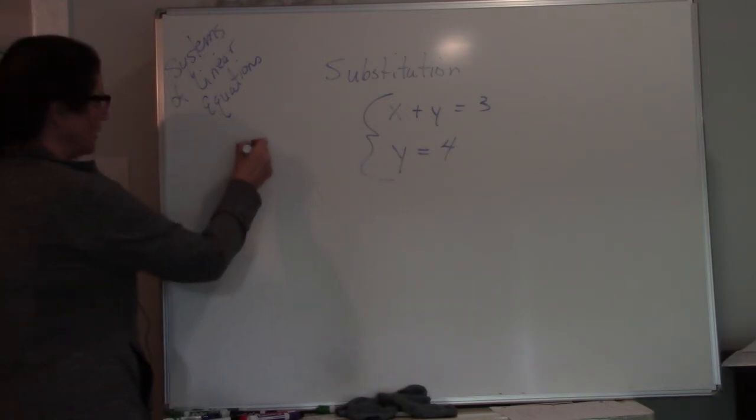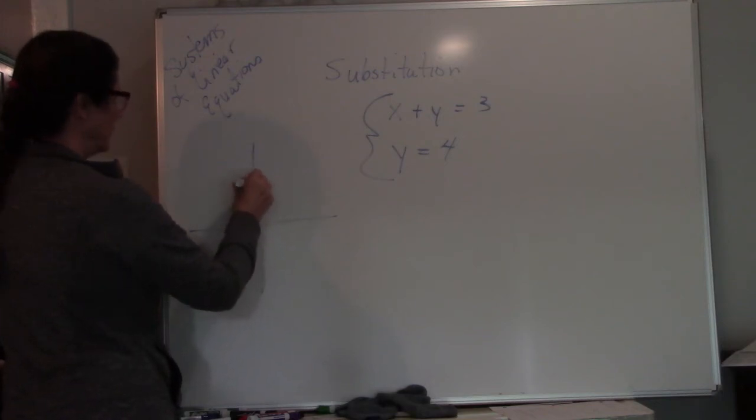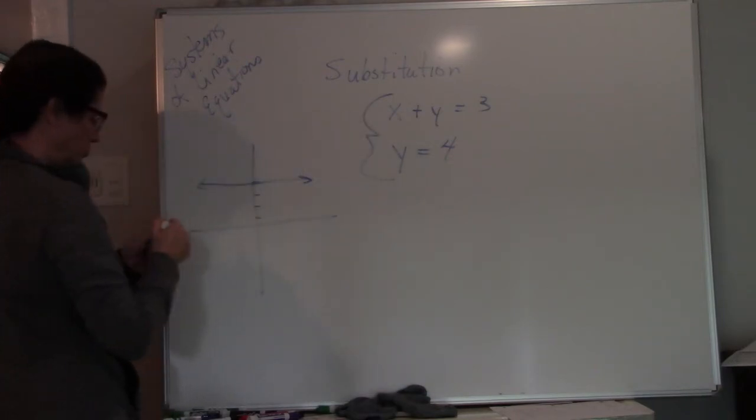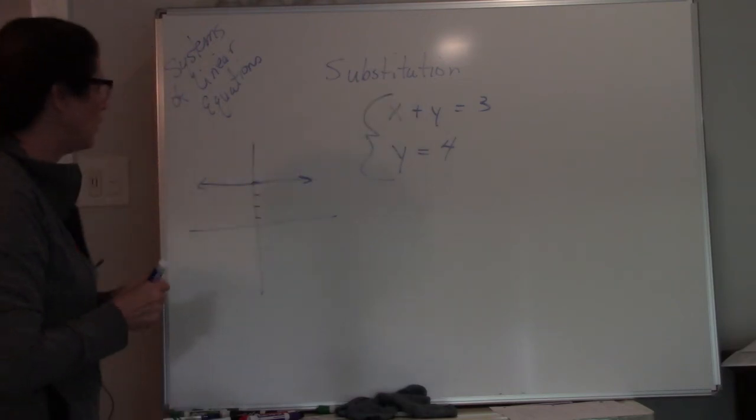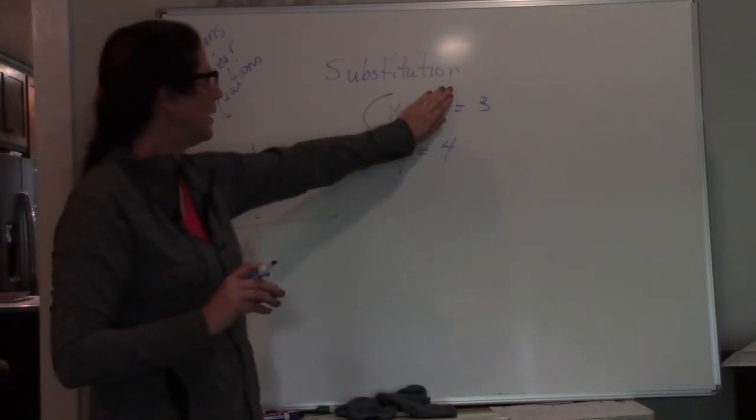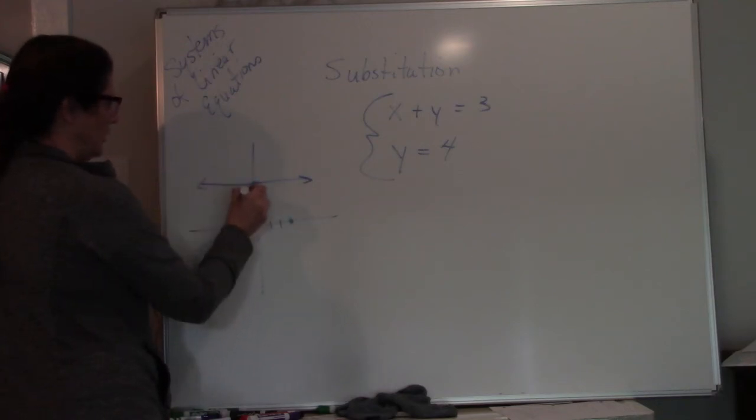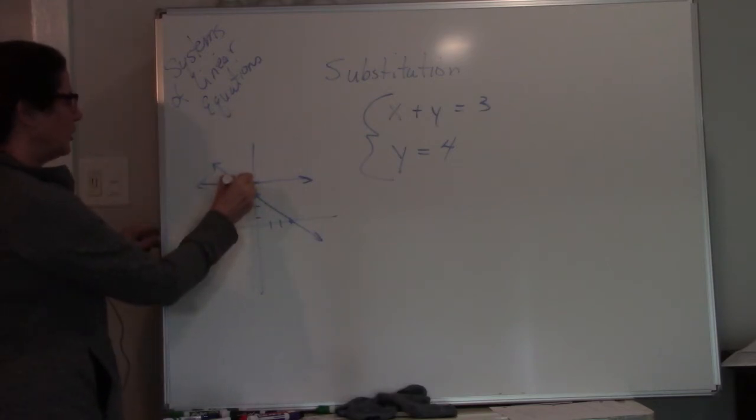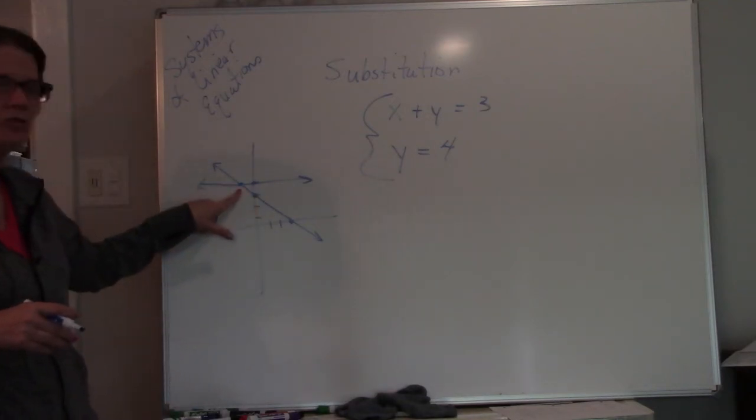If I were to graph this, it would look something like this. My y equals 4: I go to 4 on my y, and I put a horizontal line through it. This one I can use the cover-up method: I cover up my x, and I find my y. So there's my y. I cover up my y, and I find my x-intercept. Where the two lines cross is this point right here. Whenever you're solving a system of equations, you're trying to find where the two lines cross.